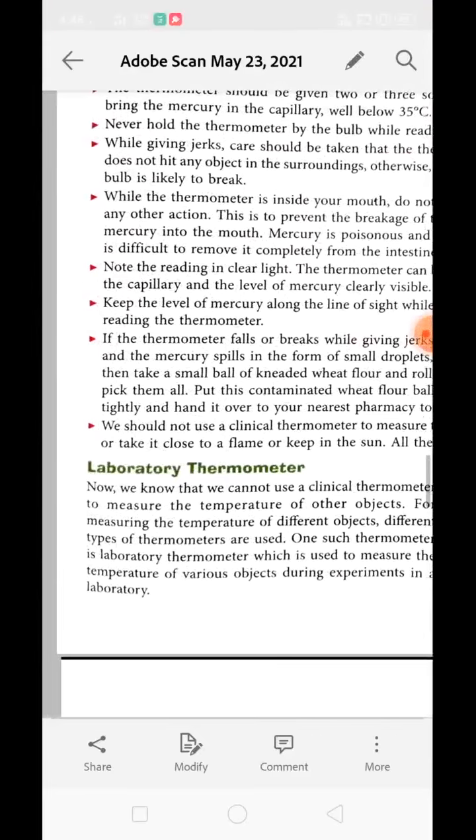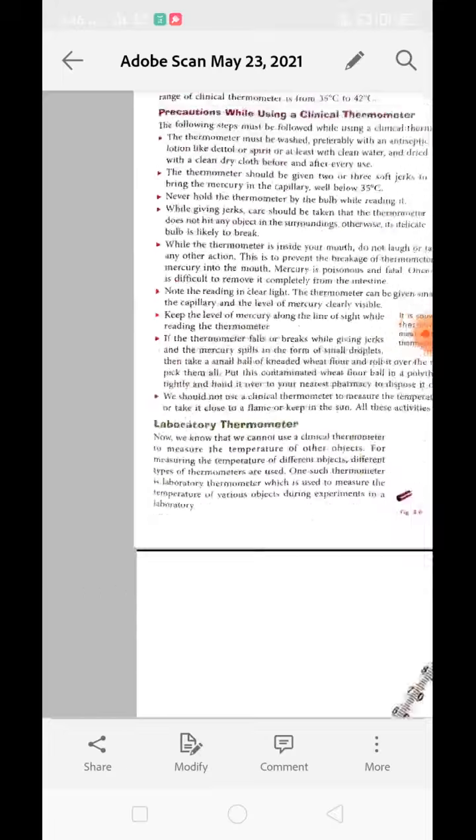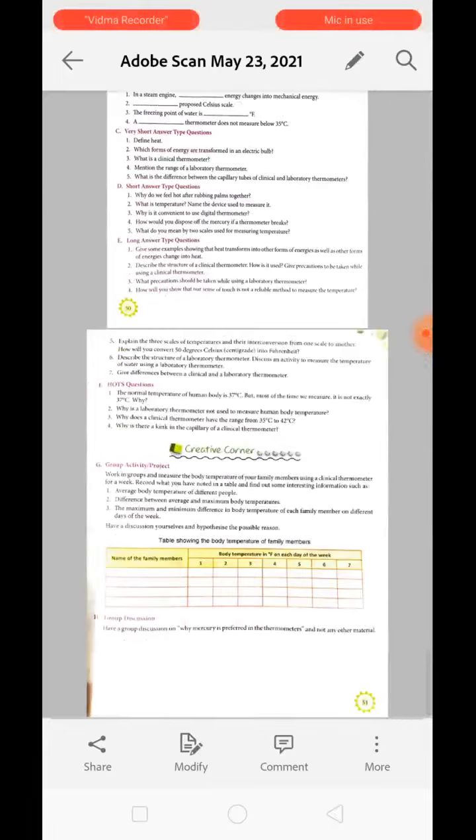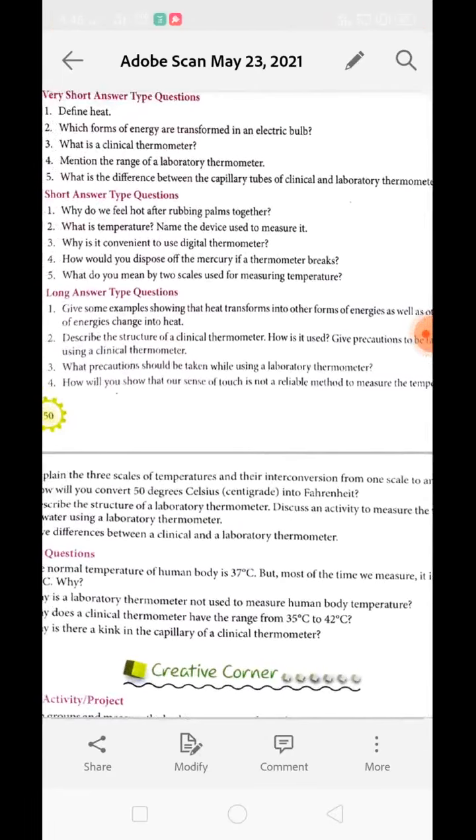You have to write the whole point. Okay, the second last point wholly should be written as your answer. Next question. What do you mean by two scales used for measuring temperature? Actually, this is your next question. What do you mean by two scales used for measuring the temperature?